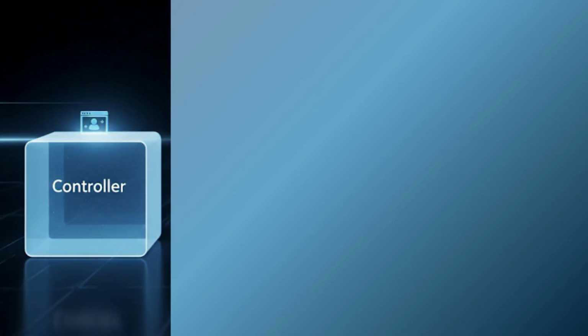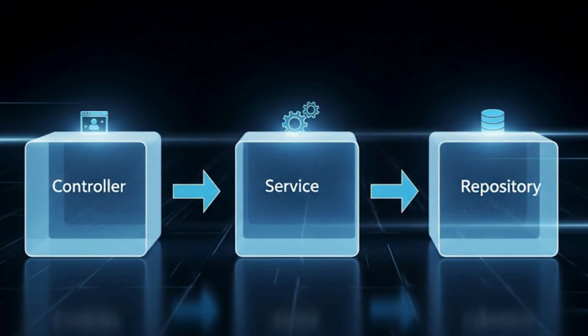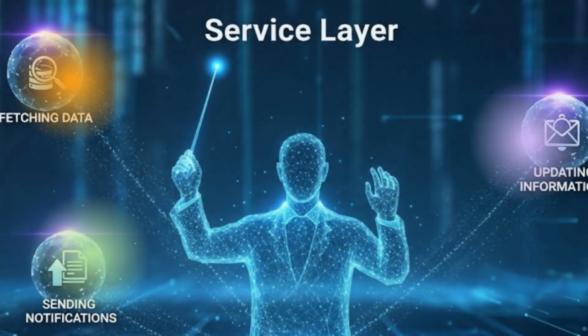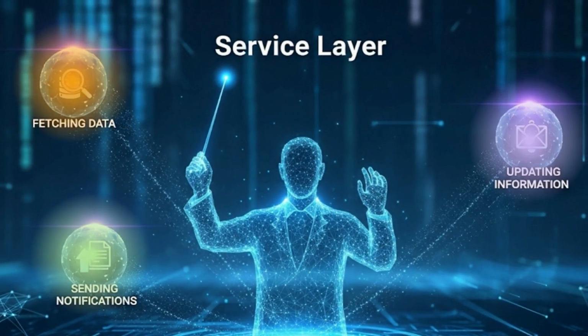In a typical backend architecture, your business logic lives in the service layer. Controllers handle incoming requests and pass them to services, where your logic runs, orchestrating decisions. Repositories talk to the databases. Think of the service layer as the director calling the shots: fetch this, update that, notify them, etc.